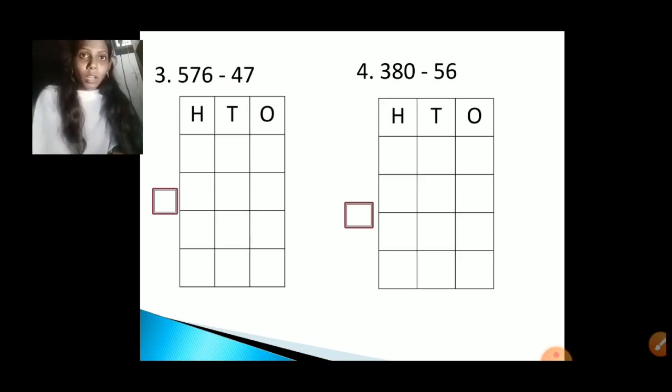Complete your homework. Do study. Okay? Today what we learned? We learned what is borrowing, how to subtract 2-digit number from 3-digit number by borrowing, and subtracting 3-digit numbers by borrowing. Right? And we revised table of 7 and table of 8. Okay? Do your homework, complete your homework, and do practice at your home.